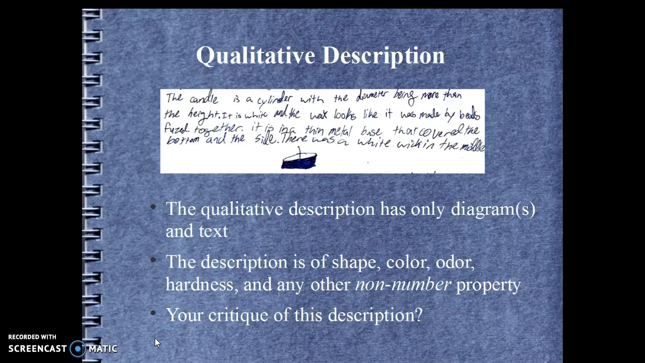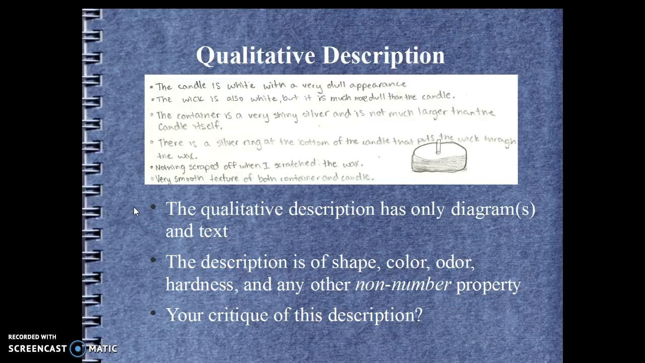There are qualitative descriptions, and the qualitative description here has only a diagram and some text. The description is of the shape, color, odor, hardness, and any other property that doesn't come with a measurement, a number, and a unit. Look at this and see what you think is good and what needs help on this description. Here's another qualitative description, only having a diagram and text. Look at it and critique this description.